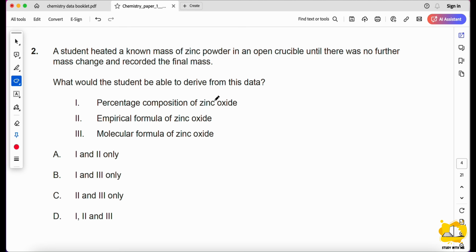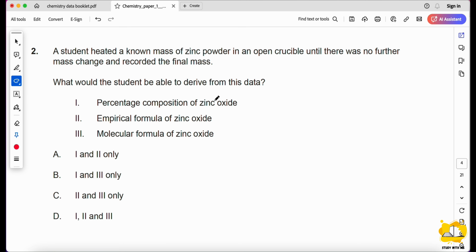A student heated a known mass of zinc powder in an open crucible until there was no further mass change and recorded the final mass. What would the student be able to derive from this data? So, the mass of zinc is known. What can the student derive from this data? Percentage composition of zinc oxide, empirical formula of zinc oxide, and molecular formula of zinc oxide.